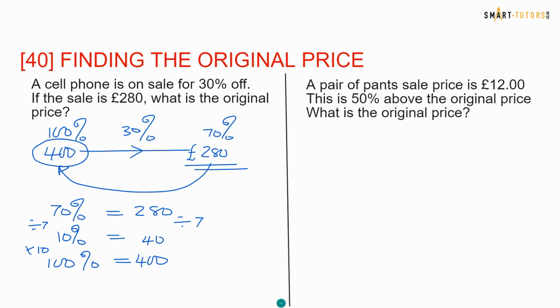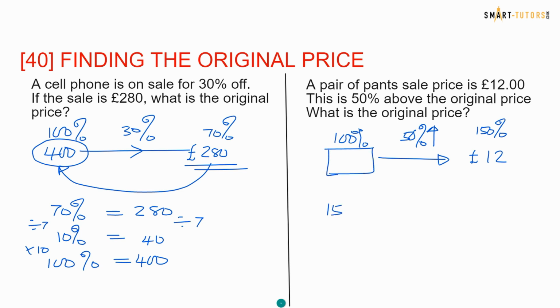Second question, a pair of pants sale price is £12. So £12 is the sale price. This is 50% above the original price. So somebody has put a markup, not a discount, a markup, above the original price. So the original price is 100%, and 50% above means you add them up, 150% is £12. So work out the original price.